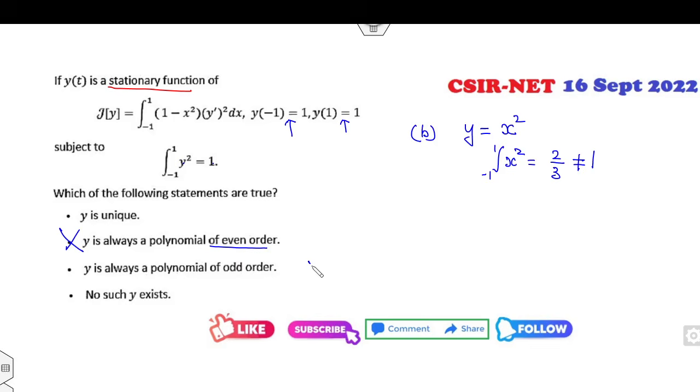What will happen if it is an odd function? You can choose any odd function, y is equal to x. Again, you can see this case is not satisfied. Moreover, this is also not satisfied. y is unique. If y is unique, that means it is a polynomial, either of odd degree or of even degree. But we already discarded that it can be a polynomial of even degree as well as odd degree. That means no such y exists.